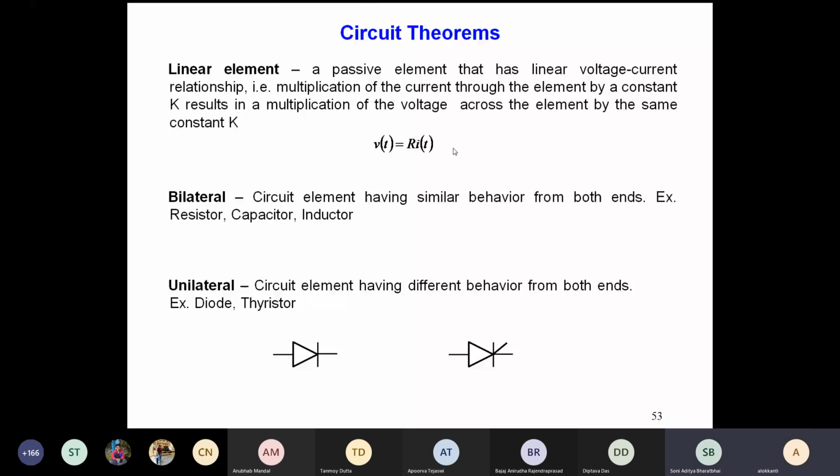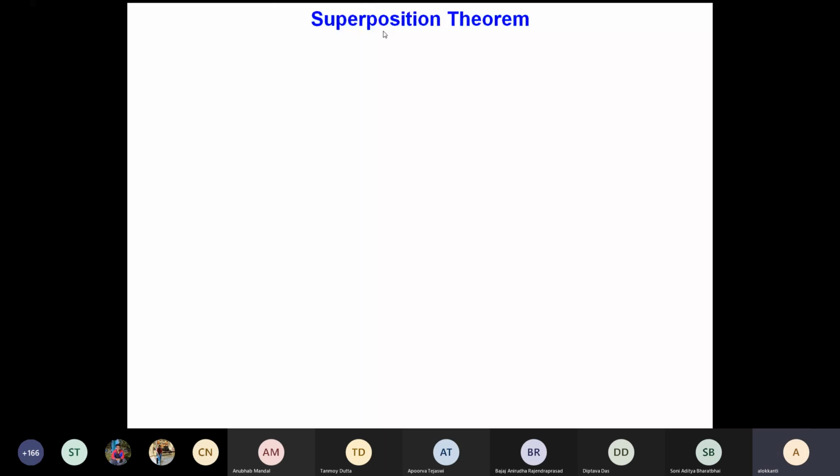So the first theorem that we will do is called the superposition theorem. As you know, what is the meaning of superposition? Sir, algebraic addition of more than one. So superposition, like you must have done in your vectors, like addition of vectors. If you have two force vectors, ultimately the effect will be the effect of both.